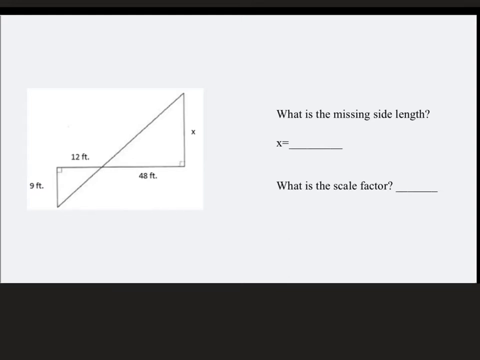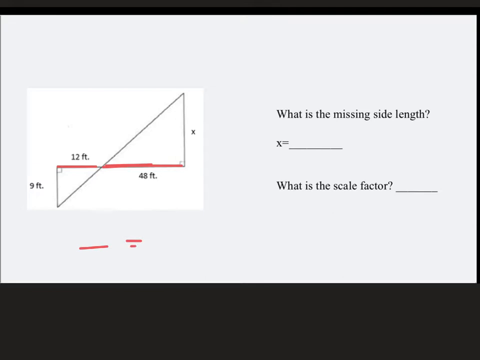Alright guys, in the figure on the left, we have two triangles. I like to highlight or color code my corresponding sides. If you look at where your right angle is, this 48 is actually the base of that bigger triangle, and then that 12 would be the base of my smaller triangle.